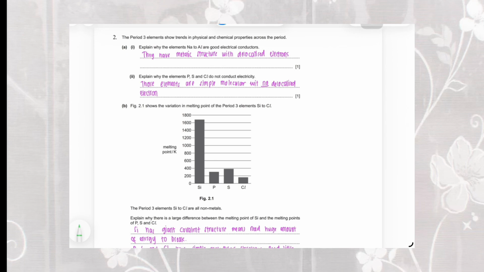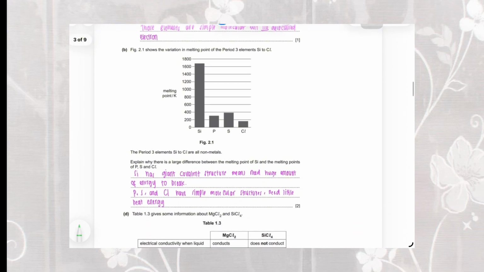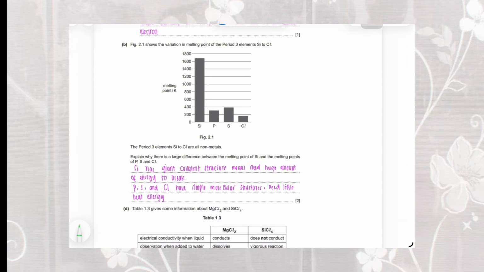B. Look at figure 2.1. It shows the variation in melting point of the period 3 elements Si to Cl. The period 3 elements Si to Cl are all non-metals. Explain why there is a large difference between the melting point of Si and the melting points of P, S, and Cl. Answer: Si has a giant covalent structure, which means a huge amount of energy is needed to break it, while P, S, and Cl have only simple molecular structures, so they only need a little heat energy.